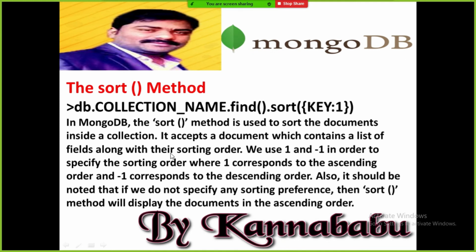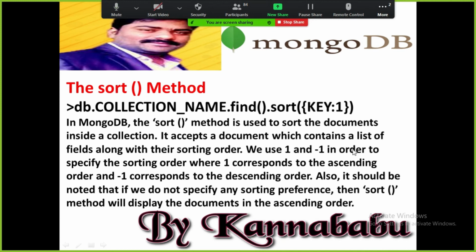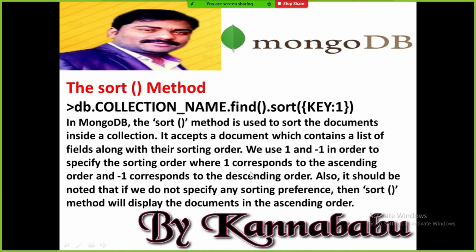Is it clear? So if you want to display the data in ascending order, you have to use 1. Here we used 1 now. What is 1 representing? Display the data in ascending order. -1 representing display the data in descending order. We use 1 and -1 in order to specify the sorting order, where 1 corresponds to the ascending order and -1 corresponds to the descending order. If we do not specify any sorting preference, by default the data will be displayed in ascending order. If you're not mentioning 1 or -1, by default it will display the data in ascending order. That is about 1 and -1.